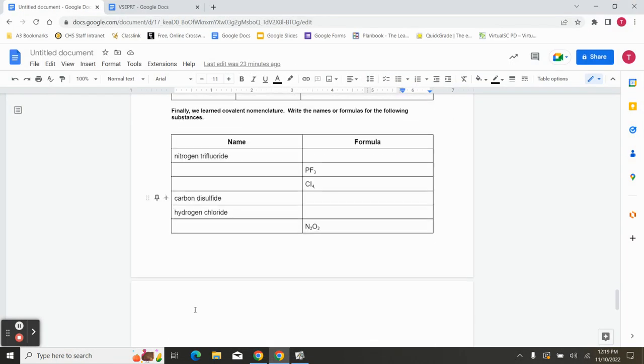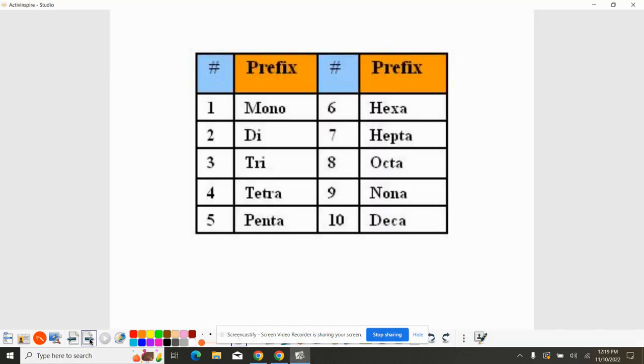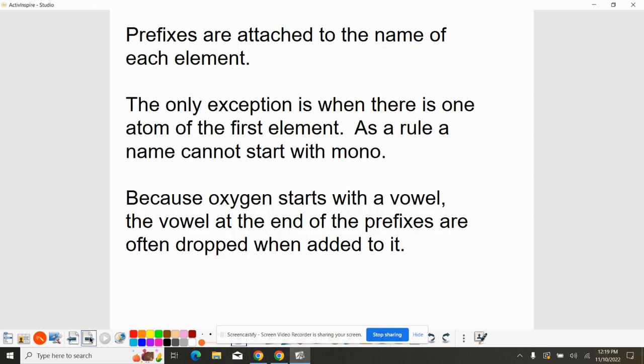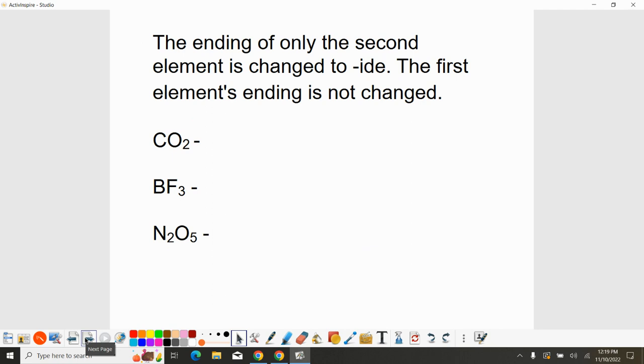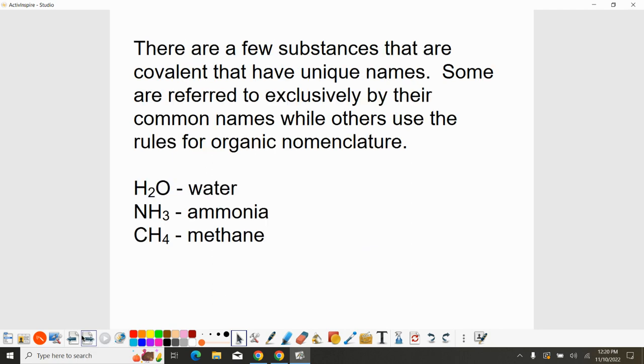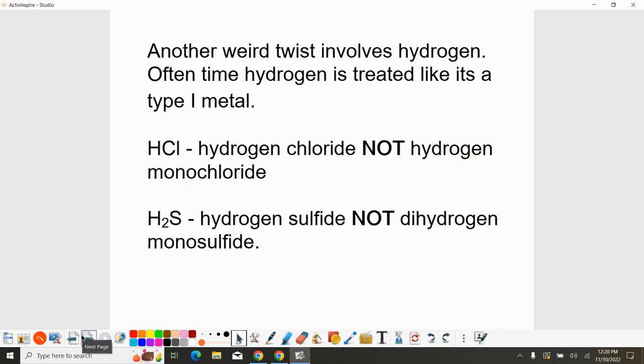Ends with nomenclature. Again, the covalent nomenclature is different. We use prefixes, mono, di, tri, tetra, penta, and so on. We're going to attach those prefixes to the name of each element. We're going to change the second element's ending to -ide. Again, not trying to make this a review. I'm posting a video on covalent nomenclature for you to look at. But again, that's the thing. Hydrogen's weird. You name it like an ionic substance.